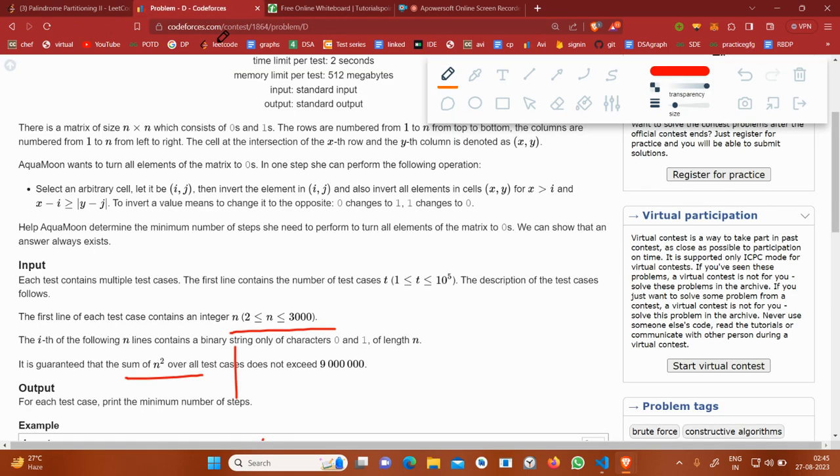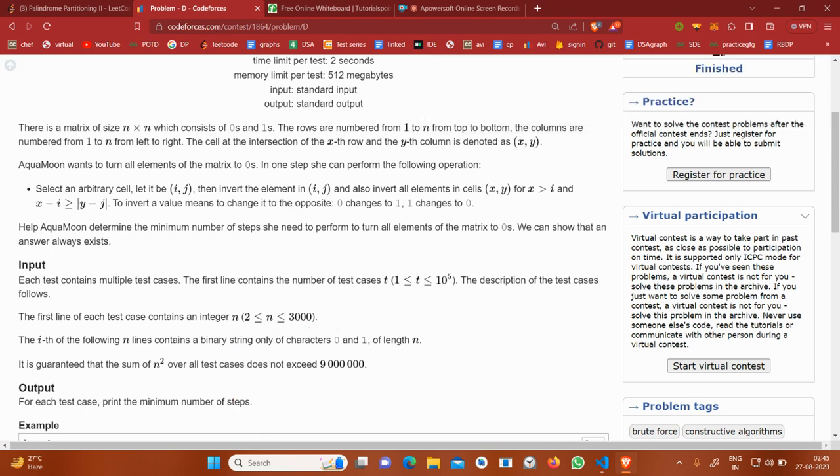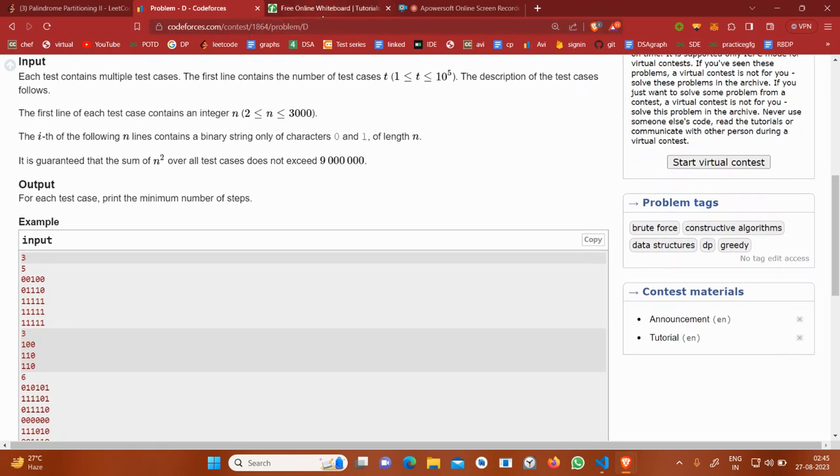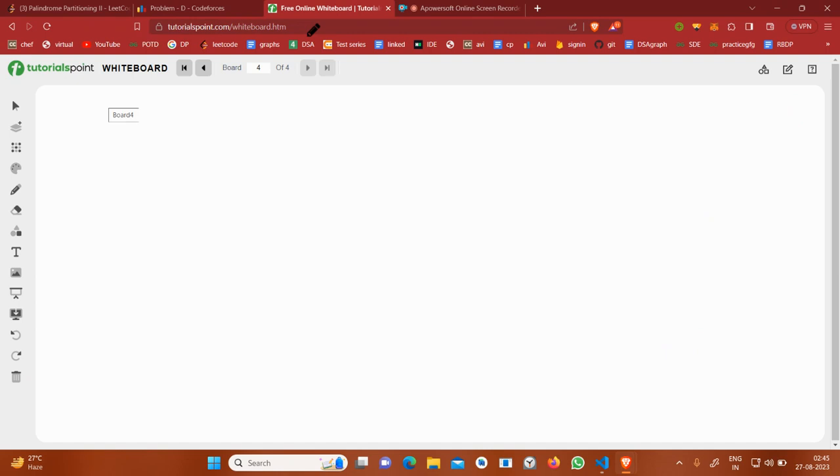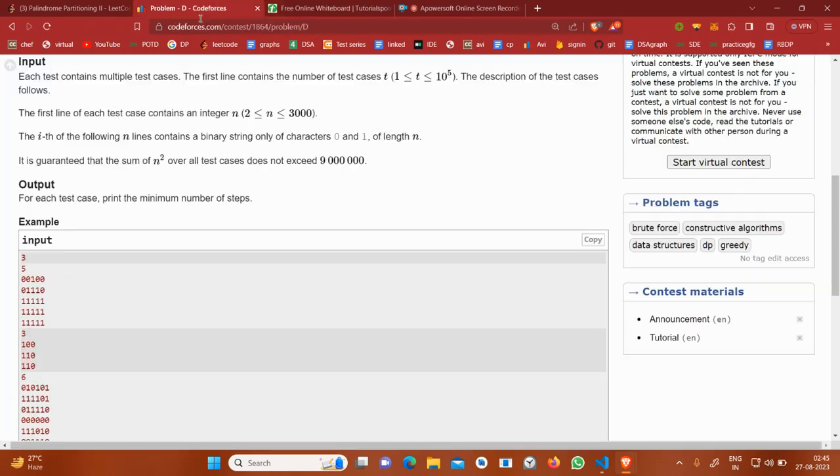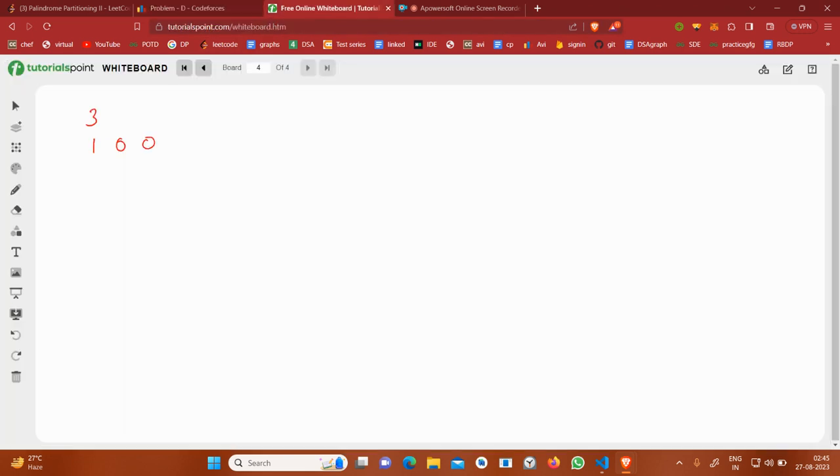Now let's discuss the second test case. So it is 3, then 1 0 0, then 1 1 0, and 1 1 0. So I have discussed that if I consider this cell, then all the diagonal elements, meaning all these cells between the diagonals, would get covered in that. So suppose here we need to convert this.